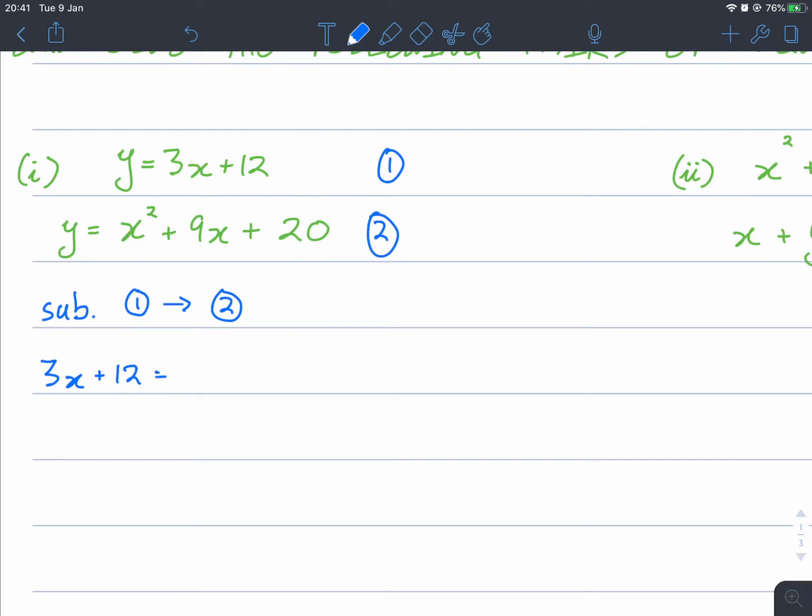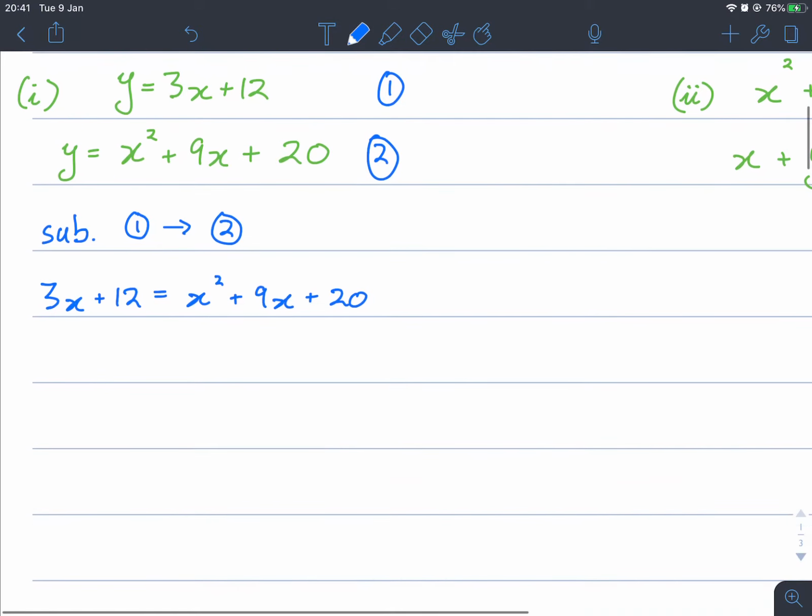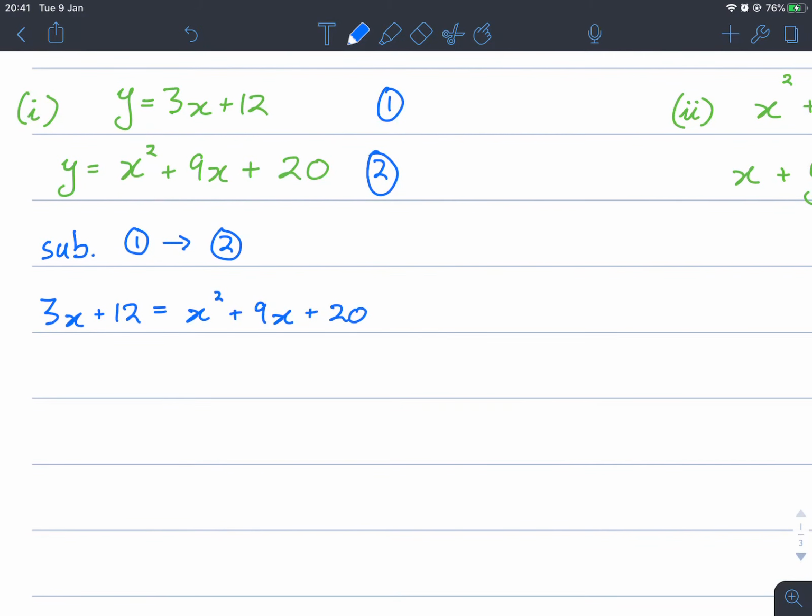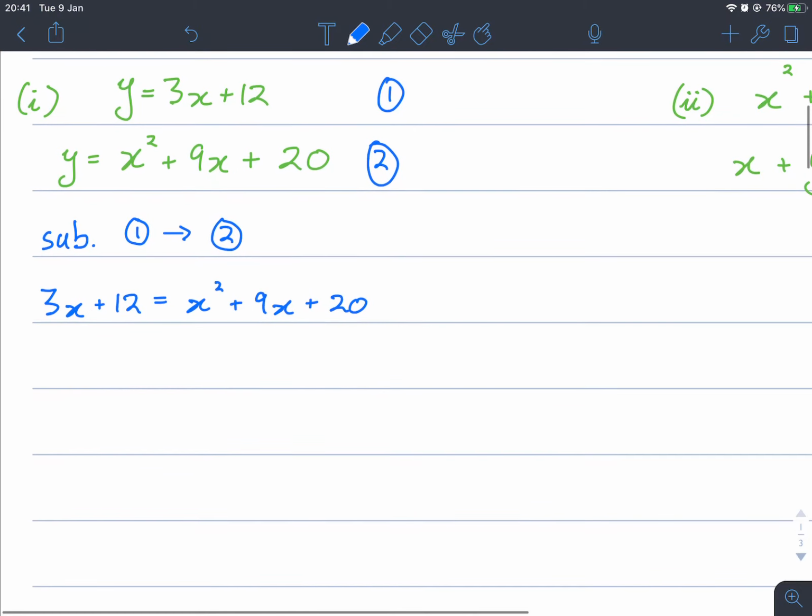And I'm going to let this equal to the rest of the second equation. So x squared plus 9x plus 20. And then from here, we're just going to solve this quadratic equation. So I'm going to move everything to the right. So I'm going to get 0 is equal to x squared. I subtracted 3x from both sides. So 9x minus 3x is plus 6x, because 9 take away 3. And then 20 take away 12 is 8.